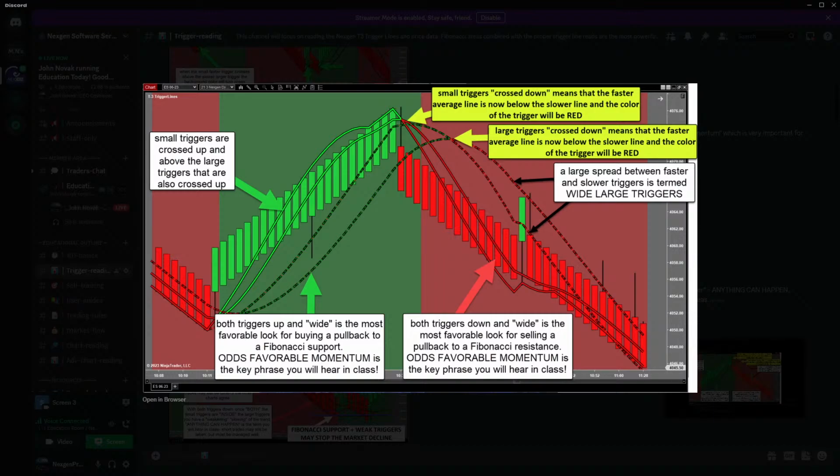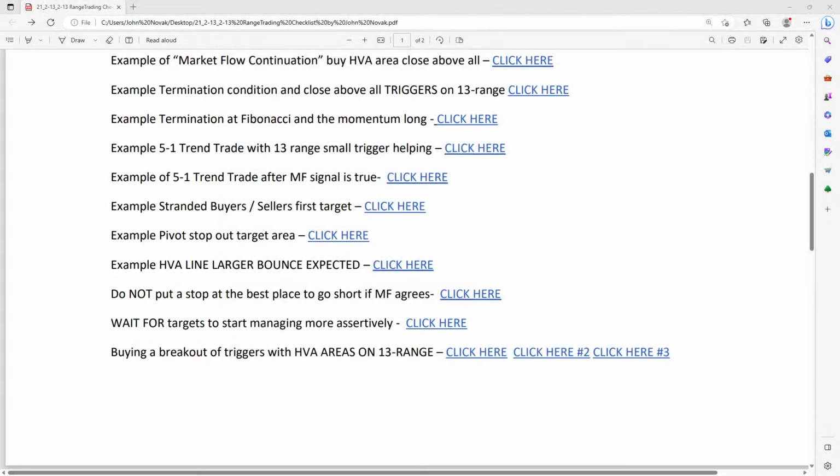Wide, large, or small triggers, on not only the dynamic Renko chart, but the range chart. That's the secret. It's not really magic.